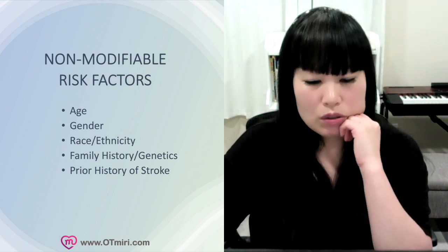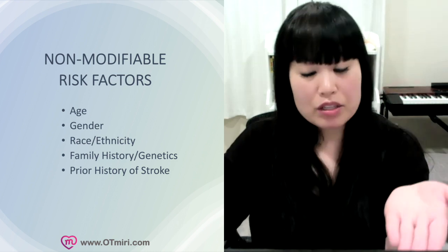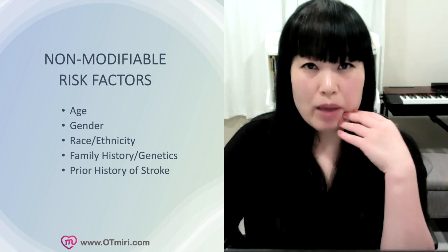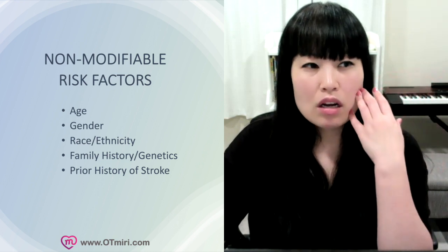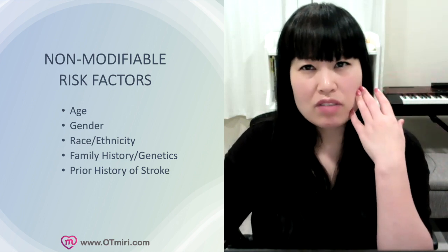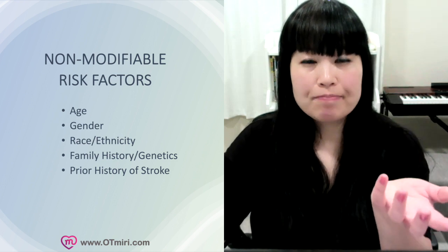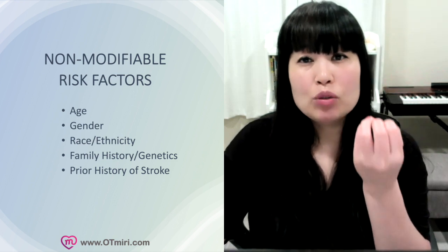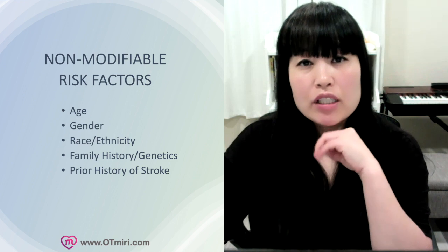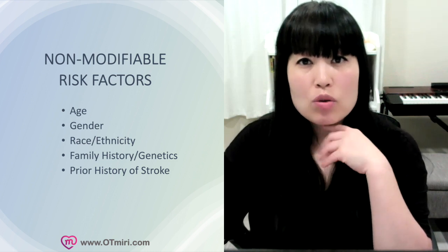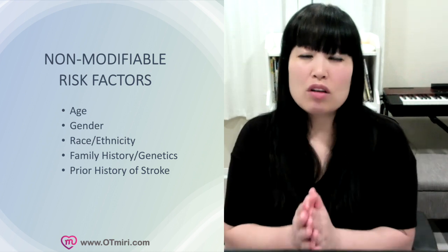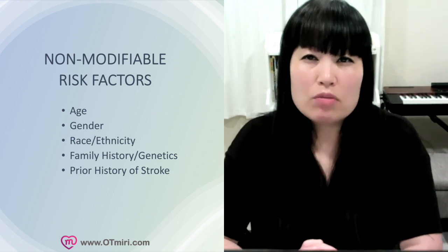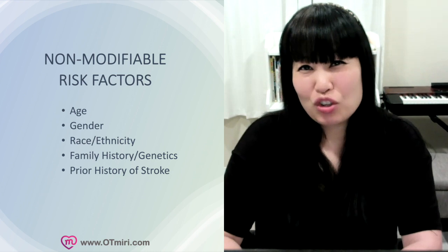And also, your family history. Your family history and genetics also matter. So if your parent, grandparent, sister, brother has had a stroke, especially before reaching age 65, you may be at greater risk. Finally, someone who's had a stroke has a much higher risk of having another one than those who have not had one. So a prior history of having had a stroke is also a non-modifiable risk factor, since you can't change your past.